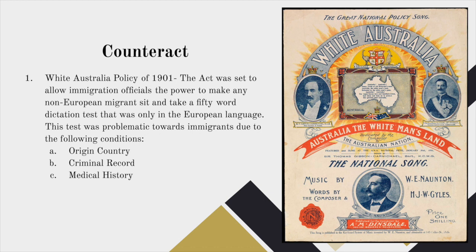Another counteract was the White Australia policy of 1901. The act was set in place to allow immigration officials the power to make any non-European migrant sit and take a 50-word dictation test that was only in a European language. This test was problematic towards immigrants due to the following conditions: country of origin, criminal record, and medical history.